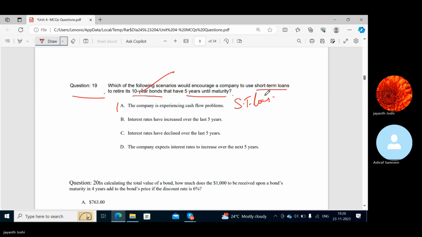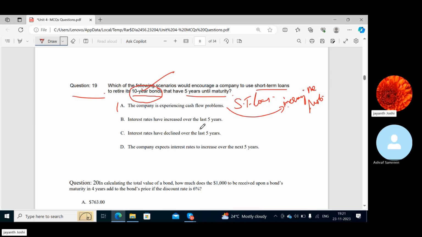Yes. So this can encourage, right? But if they take short-term loans, what happens? If they have to pay long-term loans by taking short-term loans, are they increasing their problem or decreasing it? Increasing. If you want to repay your long-term loans by taking short-term loans, you are increasing your problems, right? Yes.